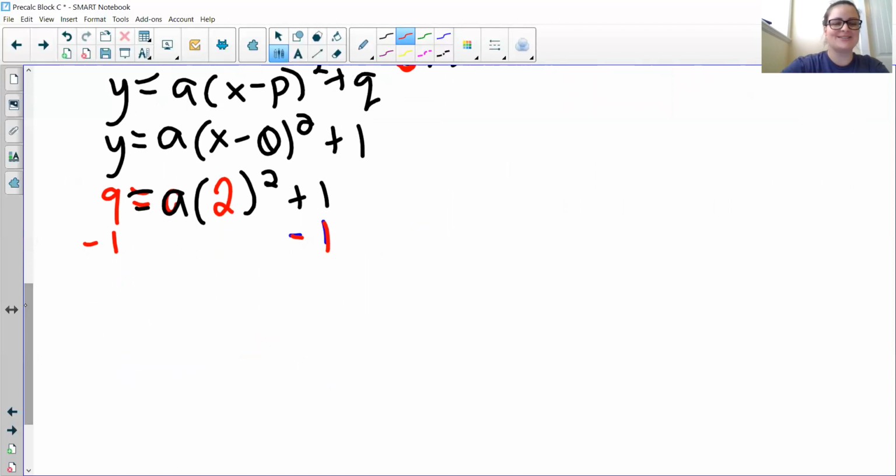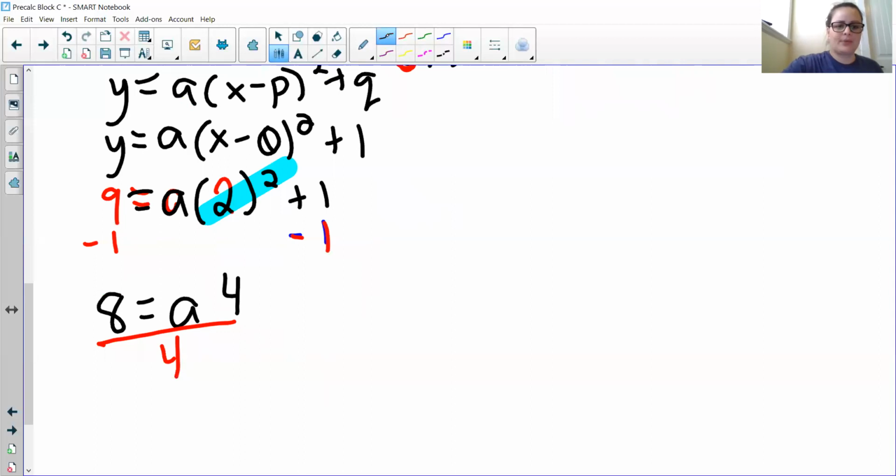Like it's my color coding's fault. All right, so 9 minus 1 is 8 equals a, and now 2 squared, we've got to do this first, 2 squared is 4. So we have a times 4, or 4a. It kind of looks a bit backwards, and I could have written it out the other way, but it doesn't really matter. So now I'm going to divide both sides by 4, and we get that a equals 8 divided by 4, which is 2.